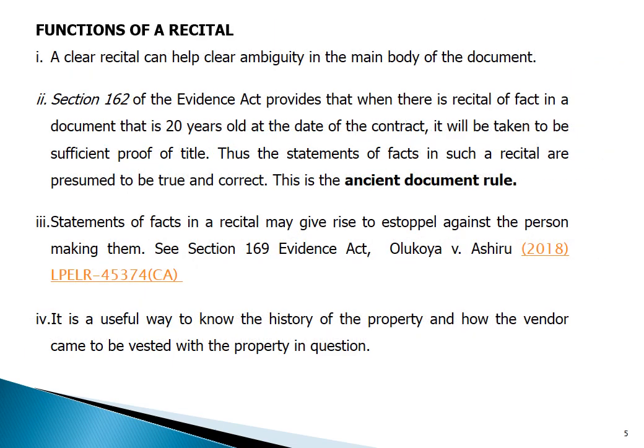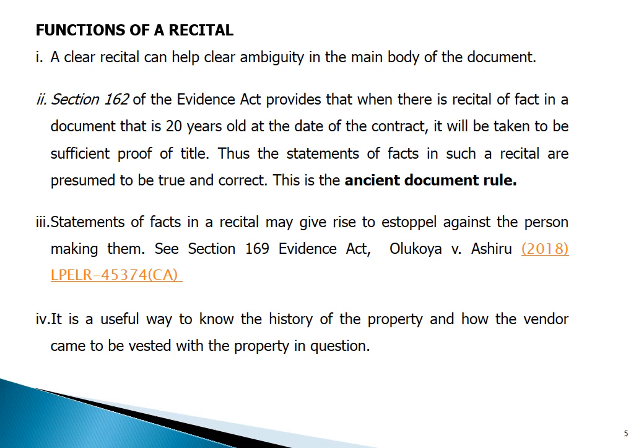Functions of a recital. 1. A clear recital can help clear ambiguity in the main body of the document. 2. Section 162 of the Evidence Act provides that when there is a recital of fact in a document that is 20 years old at the date of the contract, it will be taken to be sufficient proof of title. Thus, the statements of facts in such a recital are presumed to be true and correct. This is the ancient document rule.